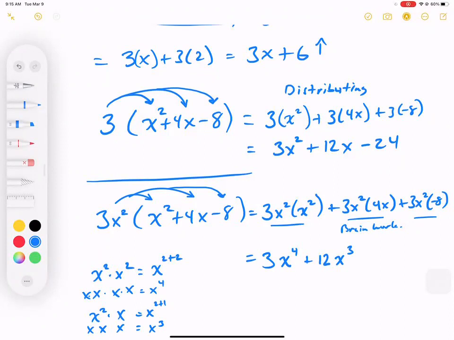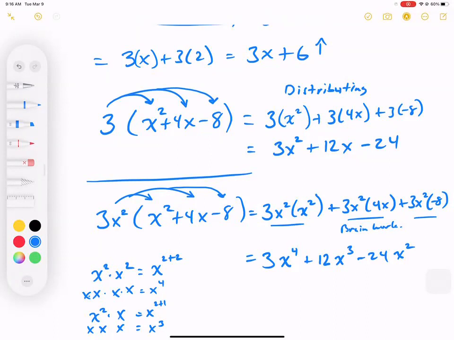The last term here, I'm seeing a number and x squared. Well, 3 times negative 8 is negative 24. And we don't have any exponents on the 8, so it's just x squared. That's it. It could be that easy. If you can crack it in your head, if it makes sense in your head right now, you're in a good place.